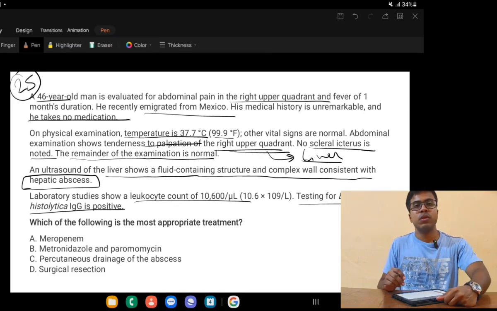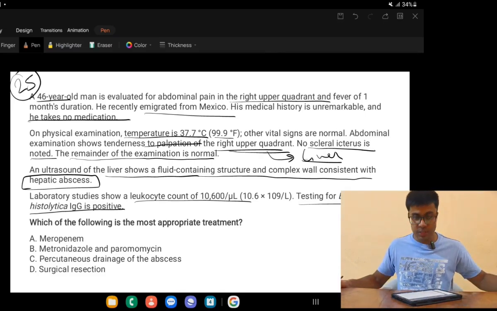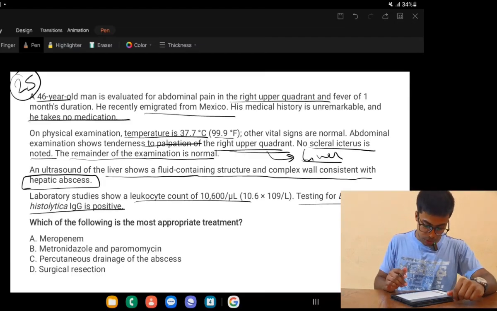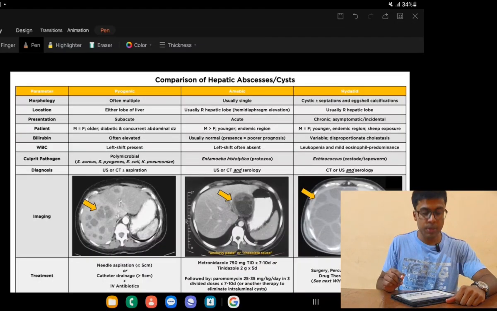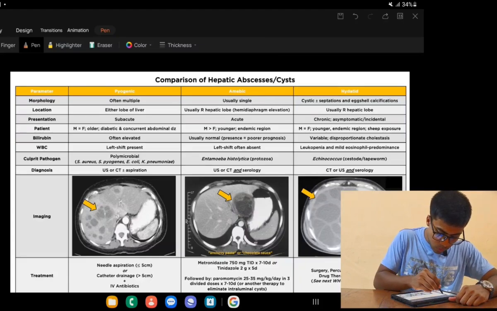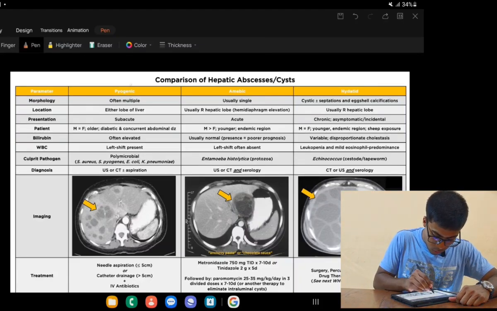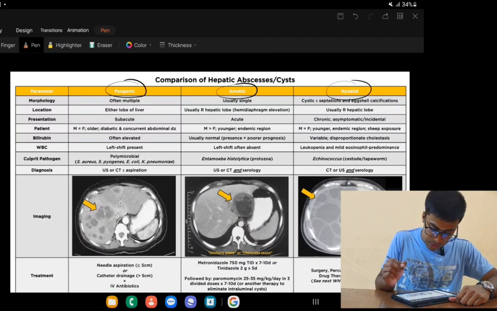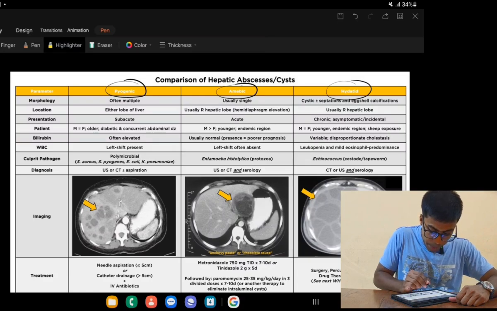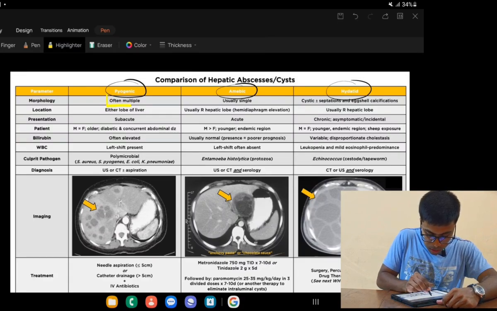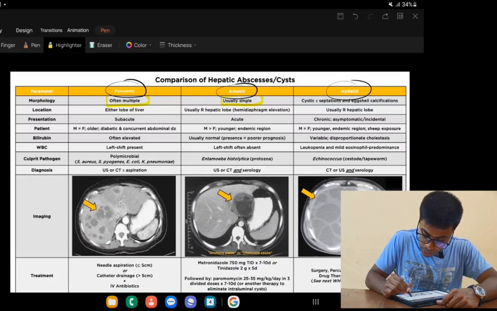Before knowing this, there are two more differentials. You should know this comparison table: pyogenic abscess, amoebic abscess, and hydatid cyst. Pyogenic abscesses are often multiple, with multiple etiologies. Amoebic abscess is usually single, and in hydatid cyst, septations and eggshell calcification will be seen.